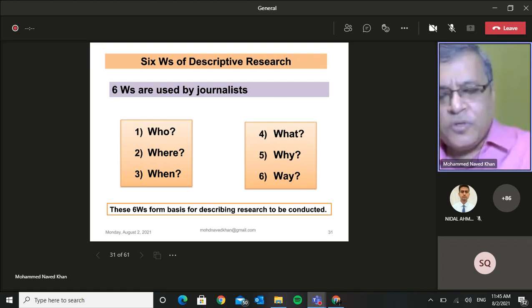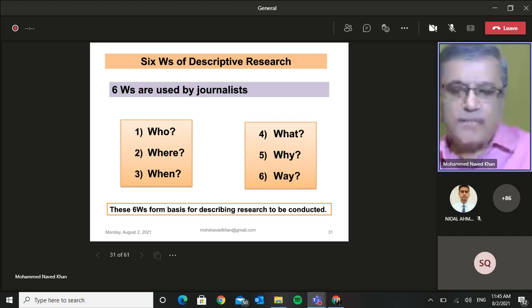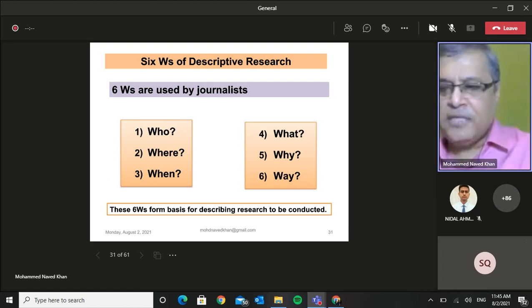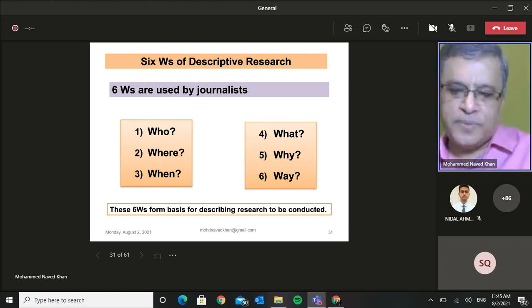Then there are 6 W's as far as descriptive research is concerned that we need to remember. And what are these 6 W's? Who, what, when, where, why, and the way. These W's are similar to what journalists do when they're reporting some incident or preparing their report. When we say who, from the point of view of our discussion, it means who should be considered for the purpose of the study.